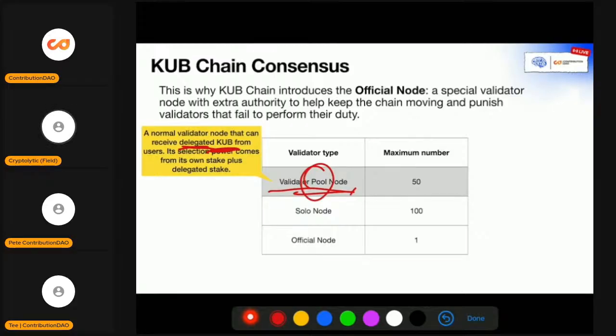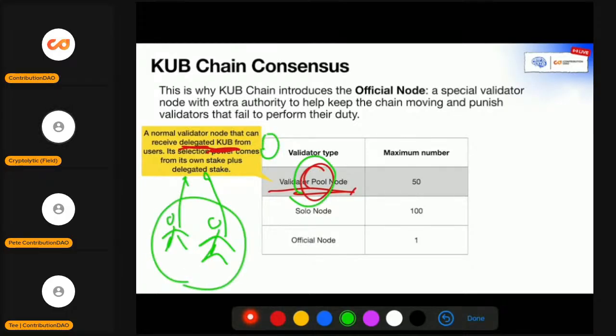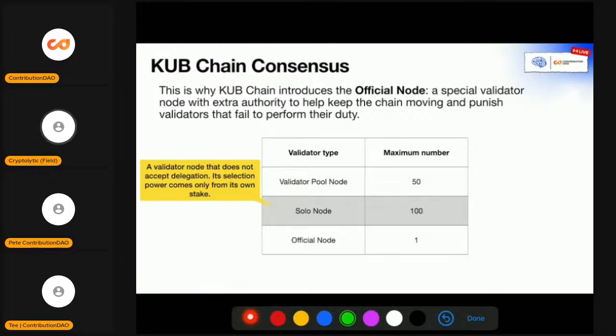Just like other delegated proof of stake blockchains, where you as an end user can come in, if you have a token, you can delegate your token to the validator that you like, and it will gain power according to how many users stake or delegate to it, as well as its own stake. The next one is the solo node.